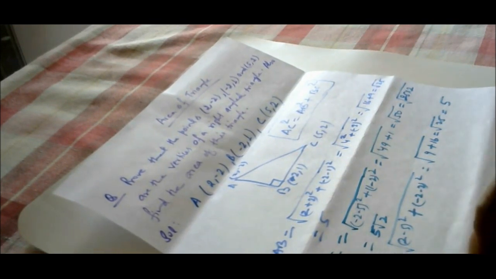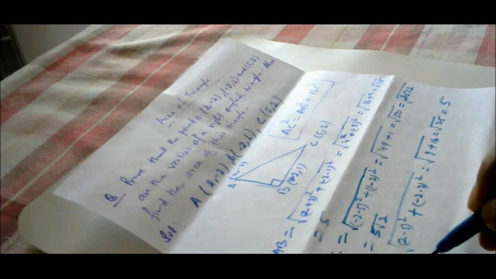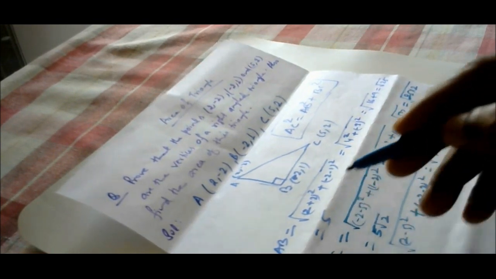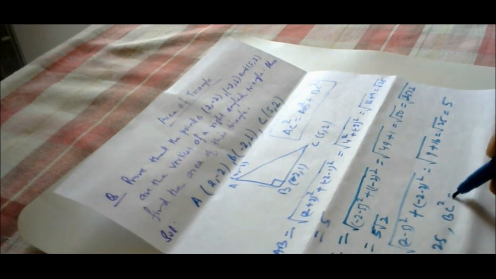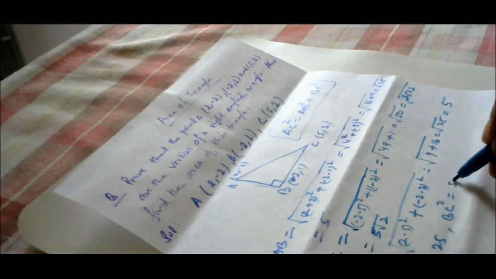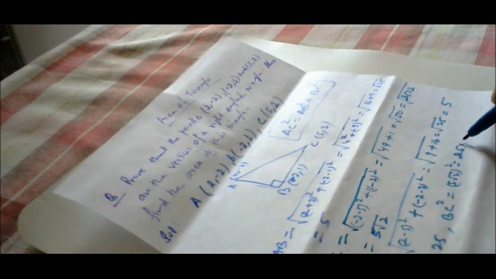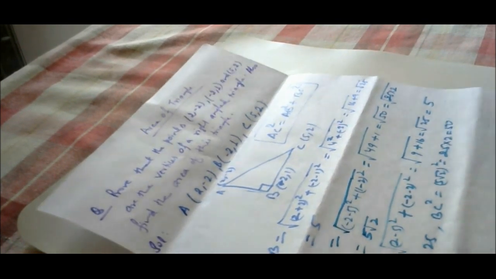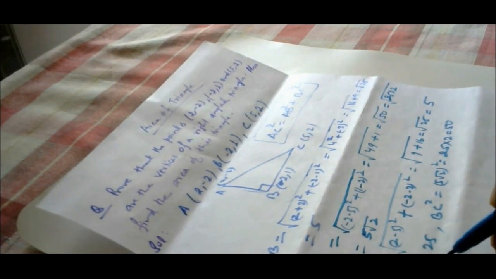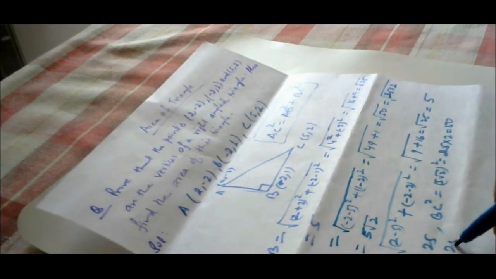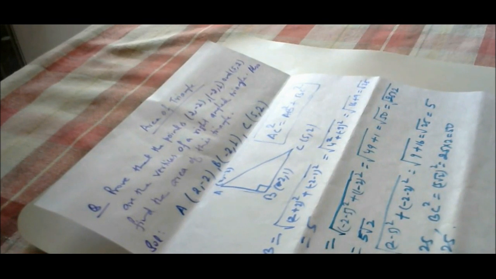Now, we will see. AB square is equal to 5 square, so 25. BC square is equal to 5 root 2 whole square, so it will become 25 into 2, so it will become 50. Now, AC square is 25.